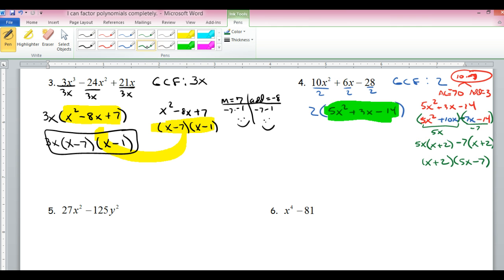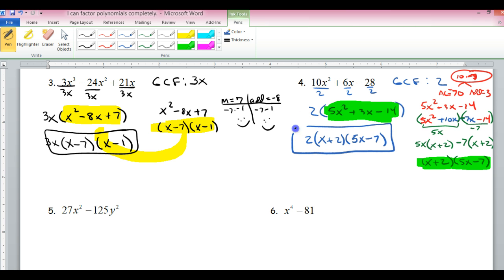Now, again, I'm not done because I have to rewrite it with the factored form of the remaining polynomial and the original GCF. So, final answer, 2 times x plus 2 times 5x minus 7. If you were to multiply these out, you would get the polynomial you started with.